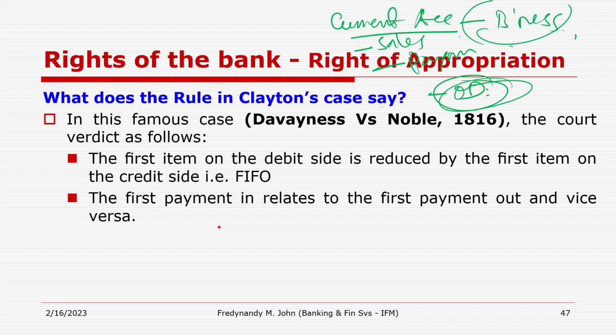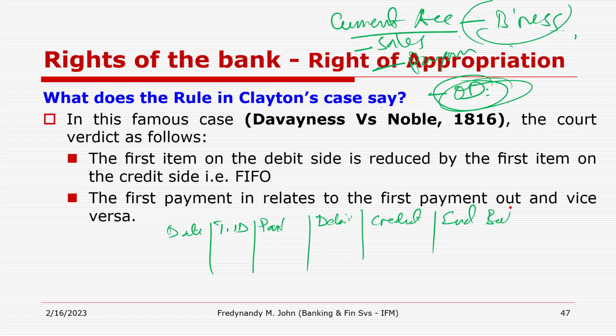We have a current account here. I'm going to give you a structure of a bank statement, how it looks. Usually, we have the date, maybe a transaction ID, which is not important to me right now. Then particulars of the transaction, and then here you have debit, and then you have credit, and here you have end balance. This is just a sketch of a bank statement.